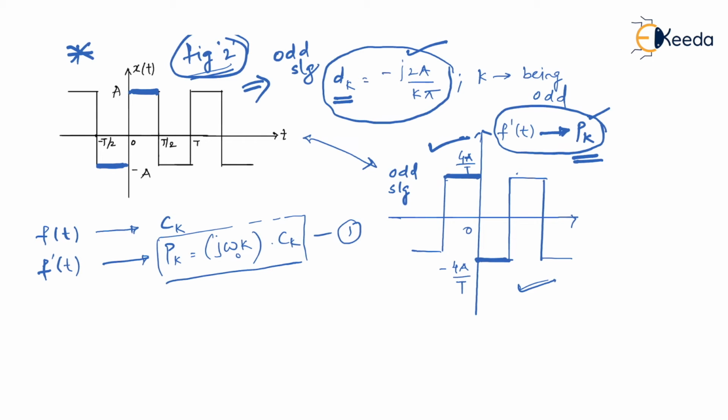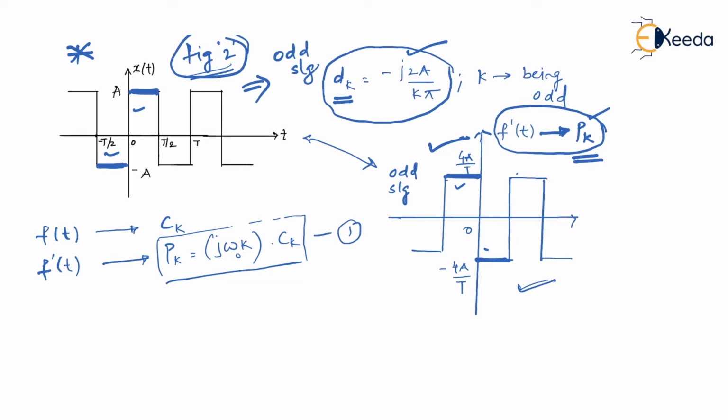The similarity is that both of them are odd signals and both of them are square waves. The only difference is that the amplitude is not A or minus A, the amplitude is 4A by T and minus 4A by T. Secondly, wherever we have positive amplitude for the standard figure, we have negative amplitude here, and for negative amplitude in the standard square wave, we have positive amplitude in this case. So what we need to do is multiply the standard figure 2 by minus 1. But if you multiply a standard figure 2 with minus 1, its respective Fourier series coefficient also gets multiplied with minus 1. I hope my point is clear.